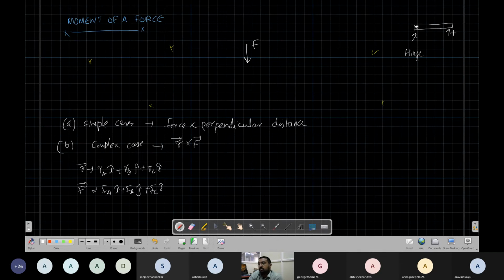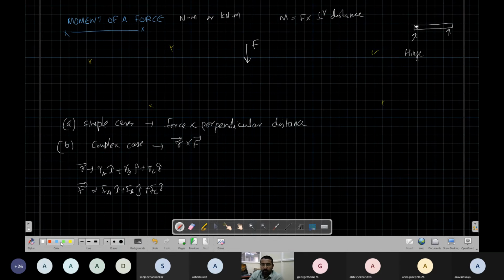It is rotating because this force is causing a moment. Occasionally we will call this moment torque also. Every time we will not call it that, but on some occasions we will call this torque too. Unit of moment is Newton meter or kilonewton meter. Now, how do you define moment? Moment is basically force into perpendicular distance. Now, what is meant by force into perpendicular distance?